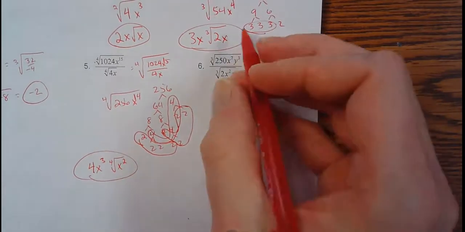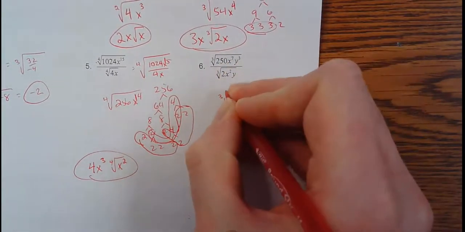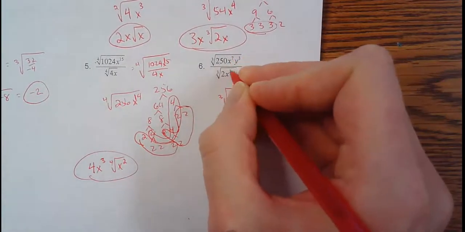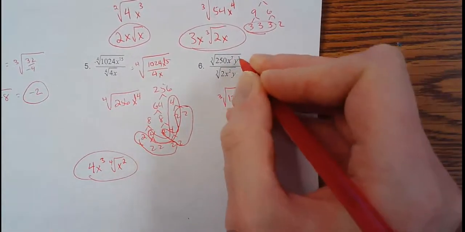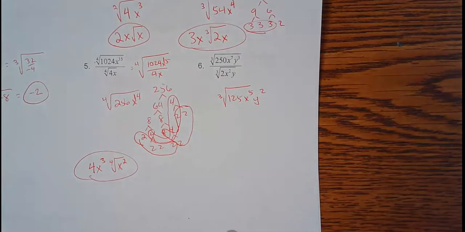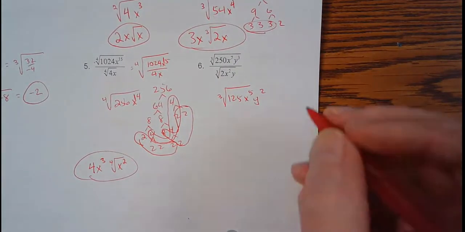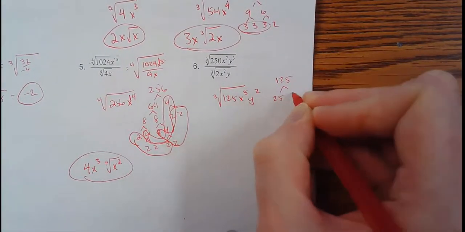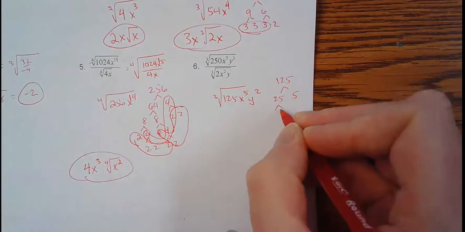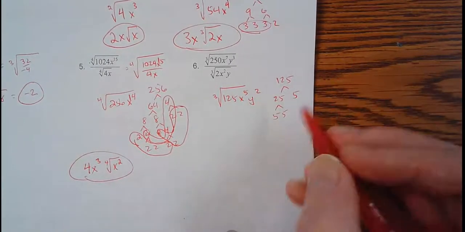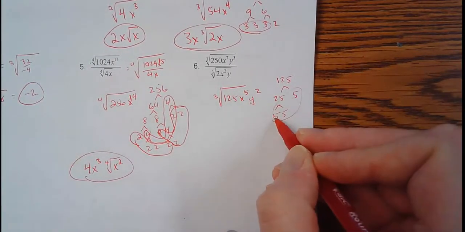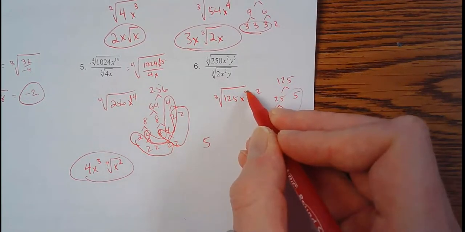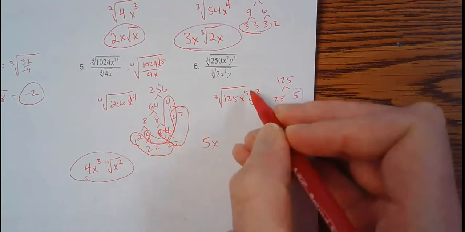Okay, last one. This guy here. So cube root of 250 divided by 2 is 125. X to the 7th over x squared is x to the 5th. And then y squared. How many groups of 3 do we have? Well, let's do 125. That's 25 times 5, and this is 5. So I got a group of 3 5s, so pull a 5 out front. With x to the 5th, there's one group of 3 in there, so pull one of them out.